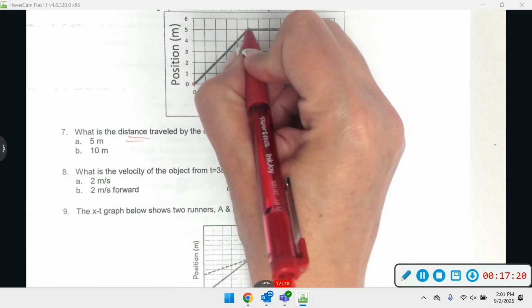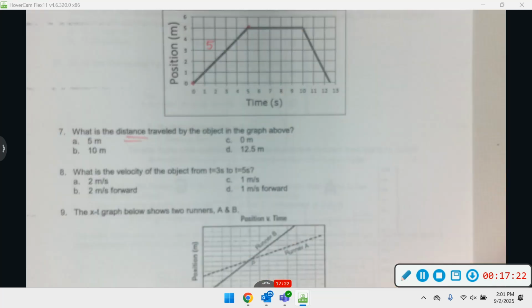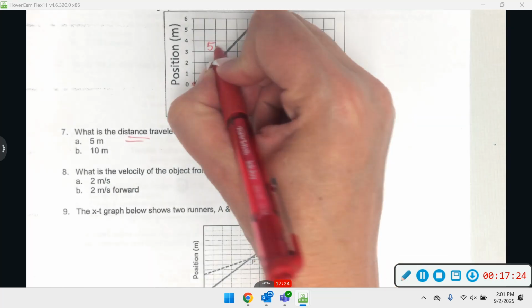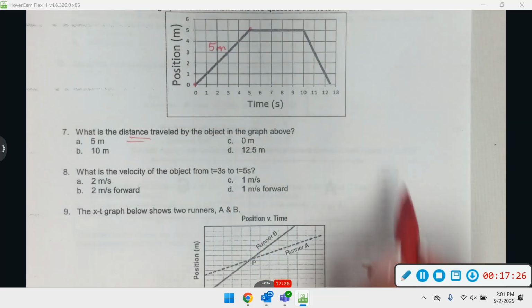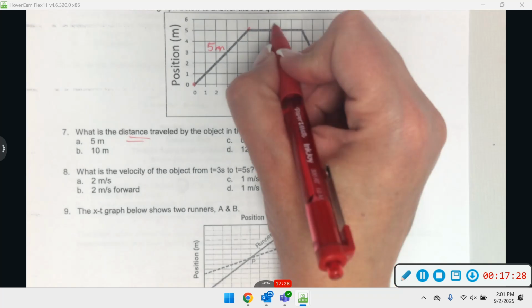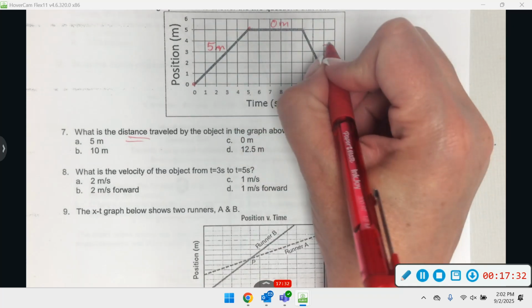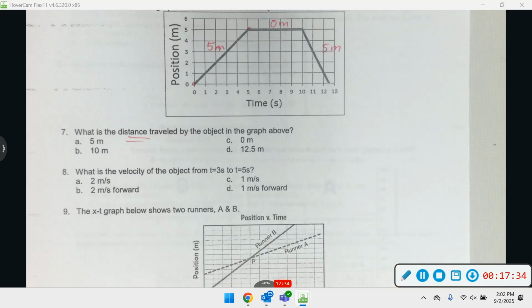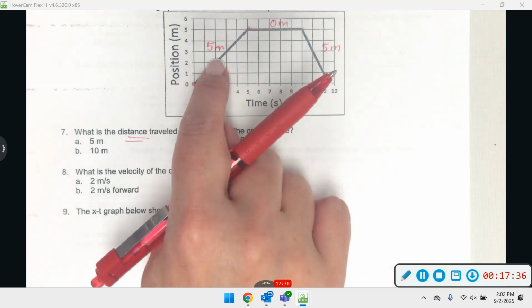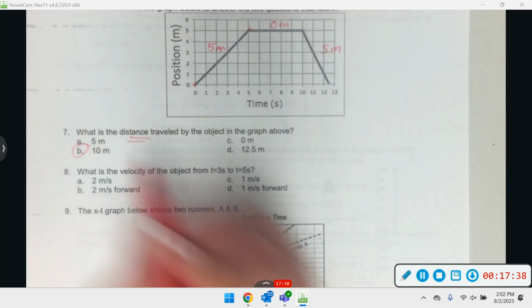From 0 to 5, this was 5 meters, specifically 5 meters forward, but again, I don't care about that. Then we stay in the same spot, 0 meters here. And then we go from 5 back to 0. That's 5 more meters. So when I look for my total distance, 5 and 5 is 10 meters.